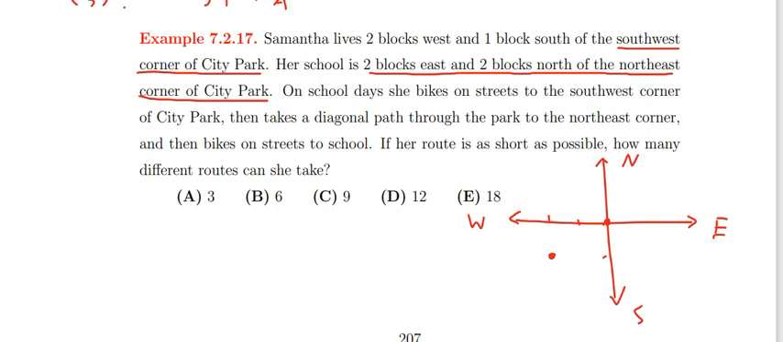Okay, so suppose this is the city park. This is the southwest corner, and this is the northeast corner. And her school is 2 blocks east and 2 blocks north from this point. So here this is the school.